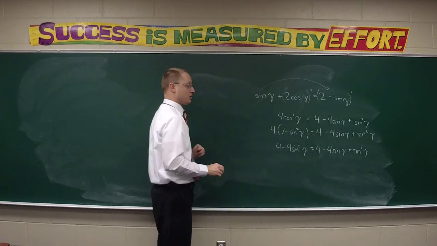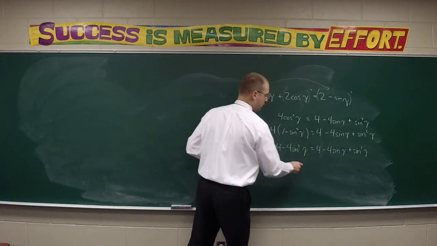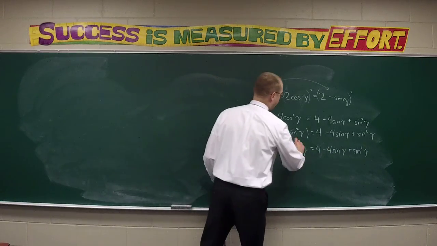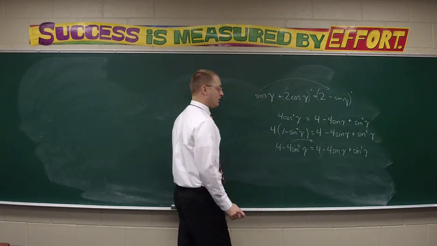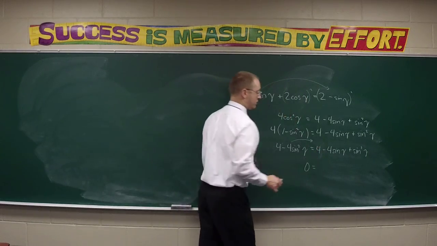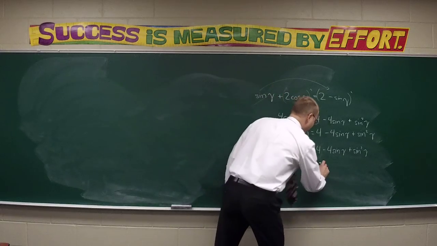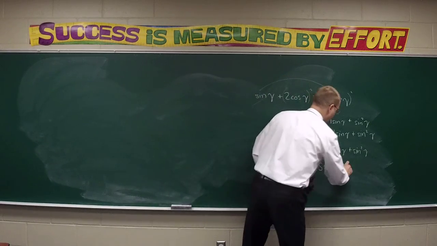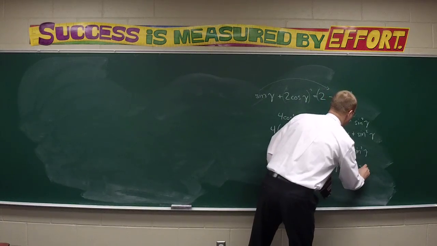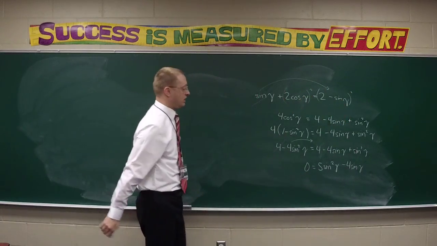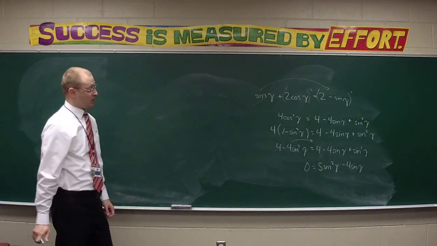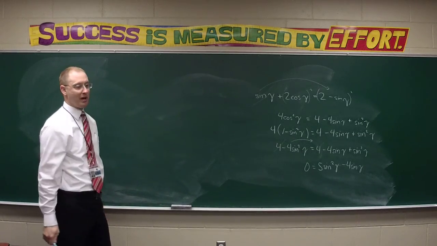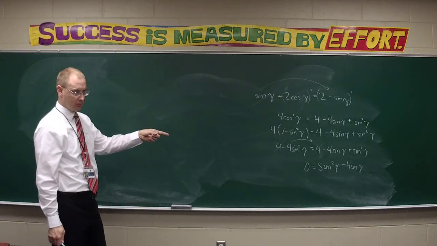But I can cancel 4s, the plain old 4s, the constant terms. Instead, we want to send the negative 4 sine squared over as a positive, to get how many sine squares on the other side now? 5 sine squared. And then I still have this lonely negative 4 sine gamma that doesn't have any like terms. Well, it's set equal to 0. Now I can factor. How do I factor this polynomial?